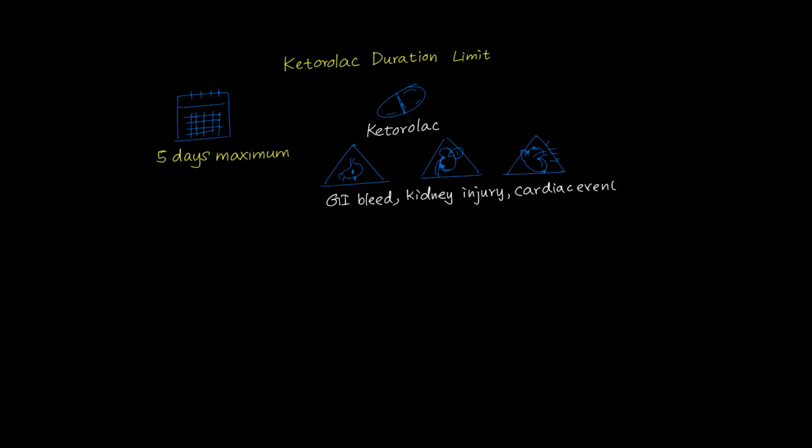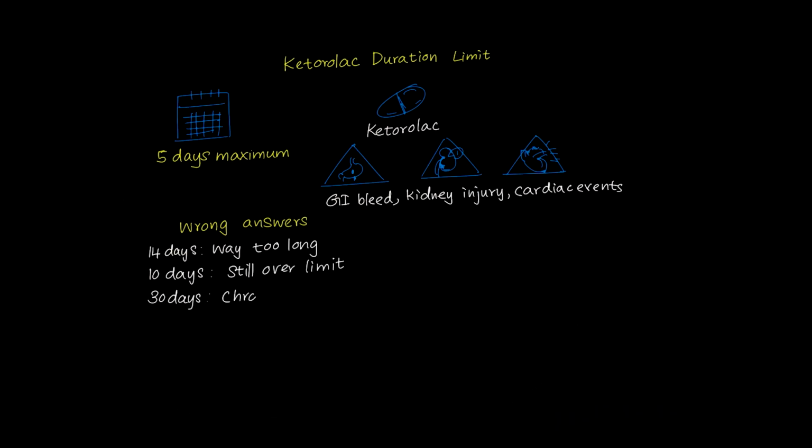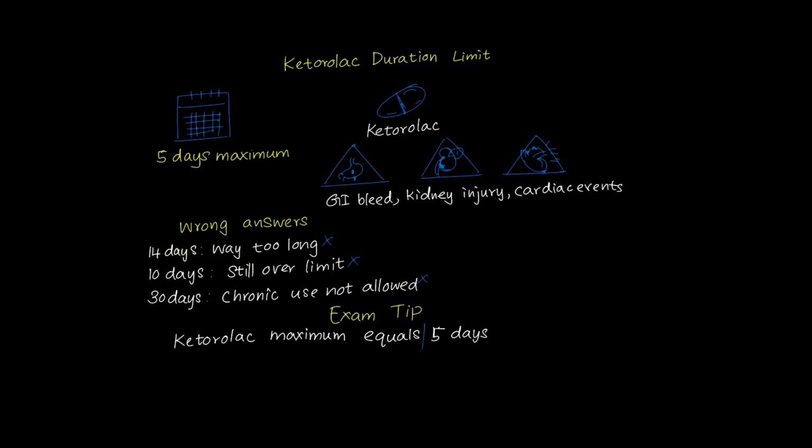14 days of continuous use is far beyond the safety window and greatly increases harm. 10 days with daily monitoring still exceeds the recommended limit, and monitoring does not reverse the underlying risk. 30 days for chronic conditions is especially wrong because ketorolac is never used for chronic pain management, only for short-term moderate to severe acute pain. The combined oral and intravenous duration must stay within 5 days to protect the patient.